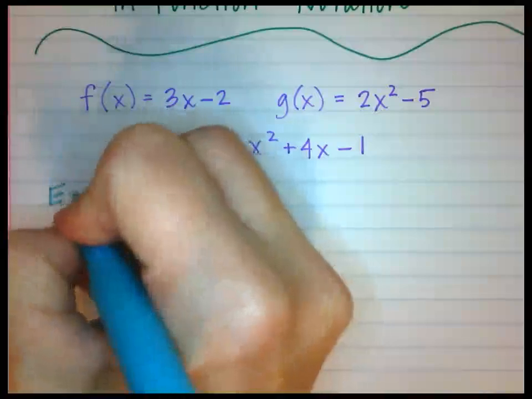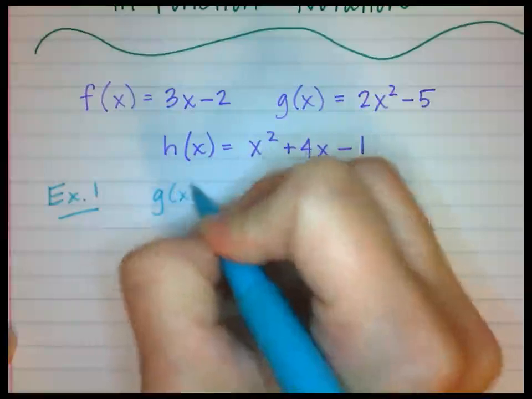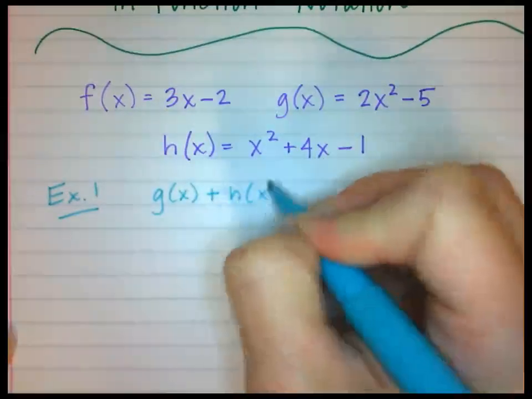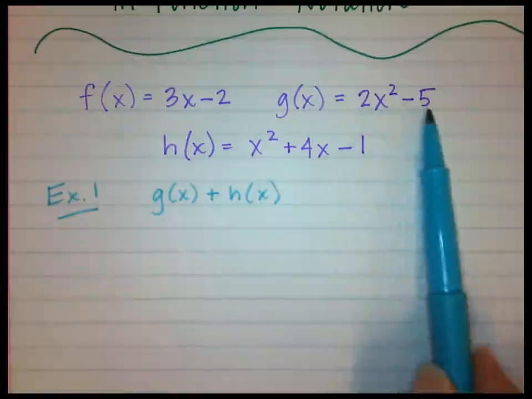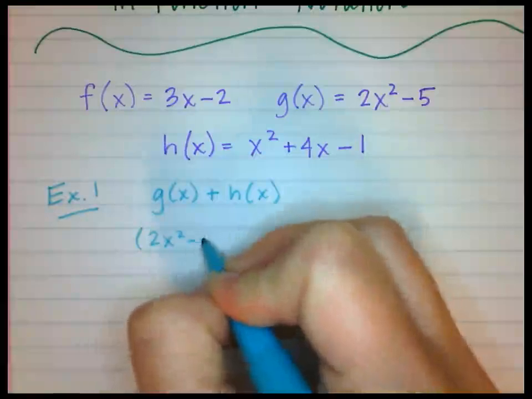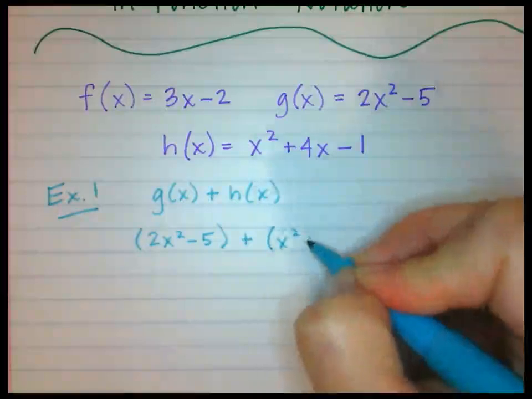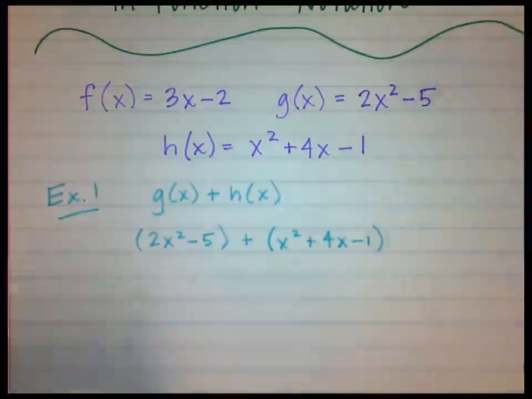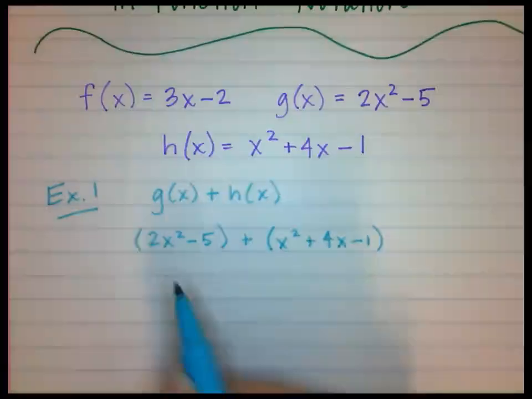So for example 1, let's say we were asked to do g of x plus h of x. Well, that's just another way of writing what we wrote in Unit 1, where we would have 2x squared minus 5, so that's the g of x, plus h of x, which is x squared plus 4x minus 1. So this is just really now going back and reviewing what we learned in Unit 1 about combining polynomials. So what we're going to do is look for like terms.